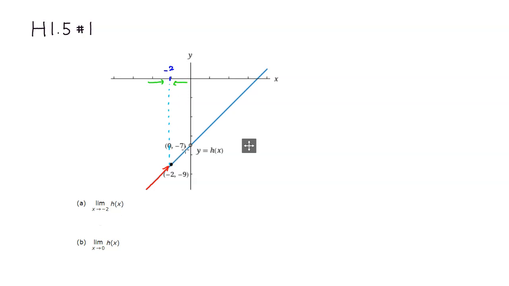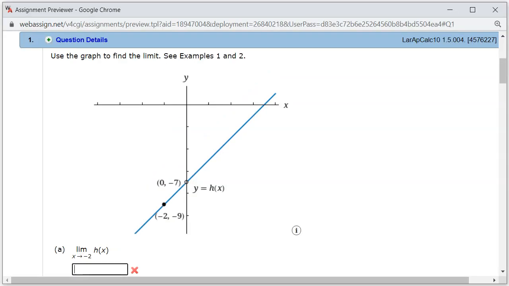And approaching from the right, you can see that the tendency is heading toward this particular point, whose y coordinate is -9. So therefore, the limit of this function as x approaches -2 is -9. Let's check the answer. All right, so we know that that's -9.